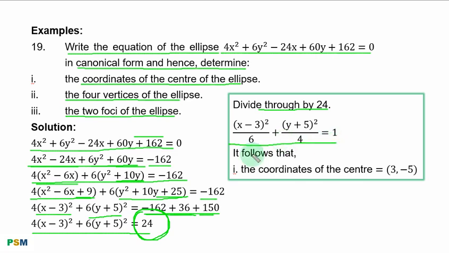It follows that Roman figure 1, the coordinates of the center is equal to (3, minus 5). In the standard form, here is minus, here is also minus, because this place is plus. If you equate it to the minus in the standard form, you have minus 5. So this is the center of the ellipse.